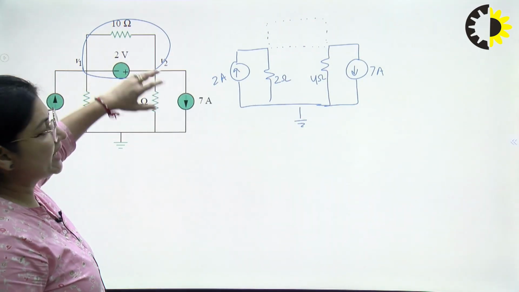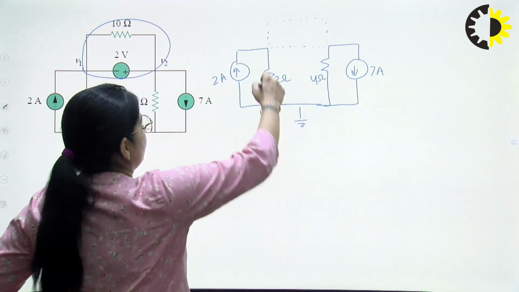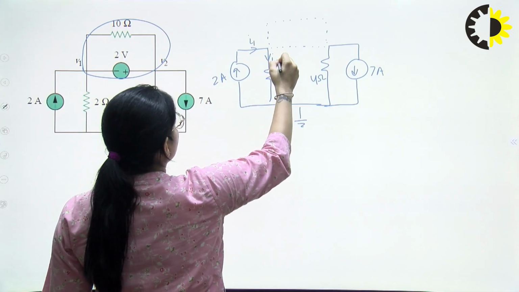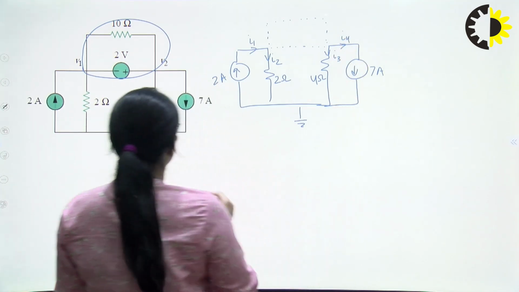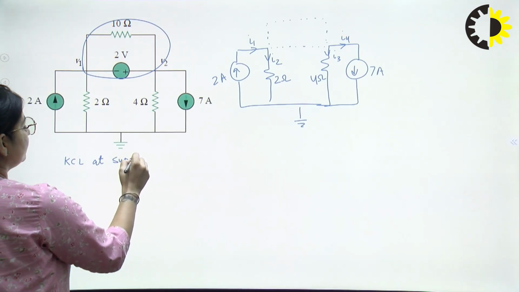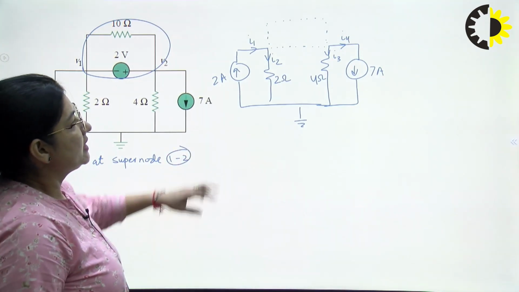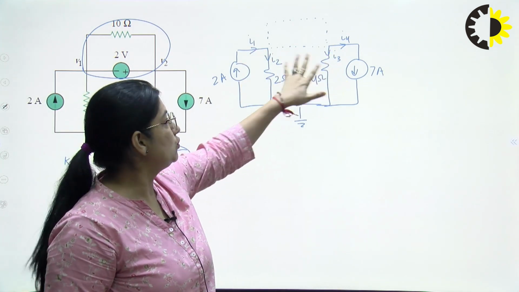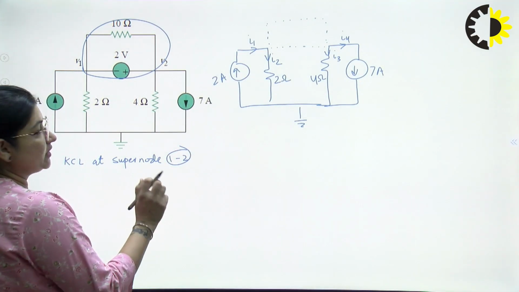Okay, so these 2 elements I have removed, but now node 1 and node 2 will be considered as a single node, which is called as super node. So now I will apply KCL at super node 1-2. Now, whatever currents are coming at node 1 and whatever currents are there at node 2, we will treat all these currents all together at a single node, super node.